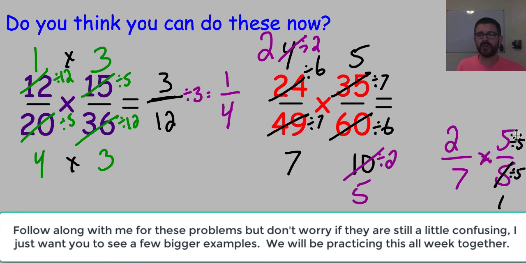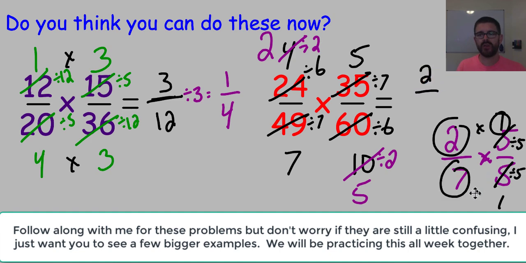Okay? And I'm not expecting you to be an expert and be able to be perfectly comfortable with these big problems like that. This will be something we work up to, but I wanted you to kind of see it in action on a bigger problem. 2 times 1 is 2. 7 times 1 is 7. And I get an answer of 2 sevenths. That's cross-simplifying in action.